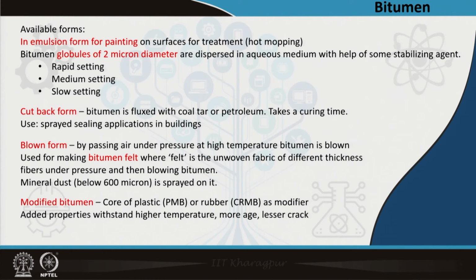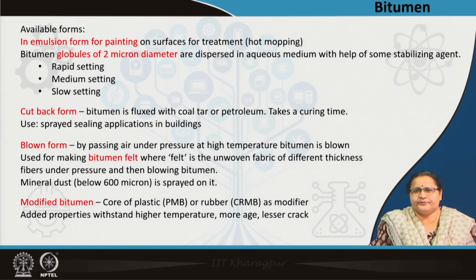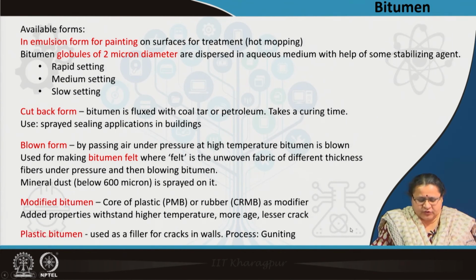These are used mostly on roofs or maybe on road surfaces where it is continuously exposed to high temperature. So, that is modified bitumen. It may have use in large spans of roofs. Plastic bitumen again is used as filler in cracks on walls. It is pushed through by the process of guniting or by grouting in foundations, etc.